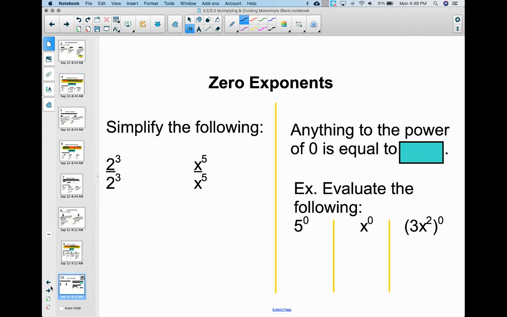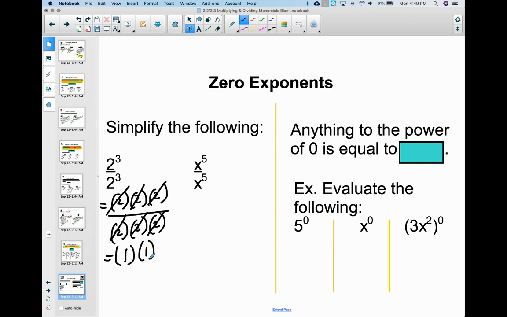So let's say we have 2 to the power of 3 divided by 2 to the power of 3. Let's expand this for a second, which is 2 times 2 times 2, and the base is also 2 times 2 times 2. We know that anything divided by itself is 1, and we have seen this before as well. So all of these would give us 1. So 2 to the power of 3 divided by 2 to the power of 3 is 1.